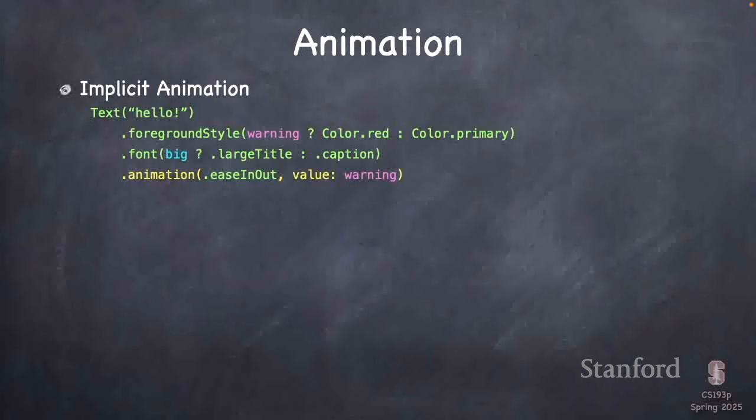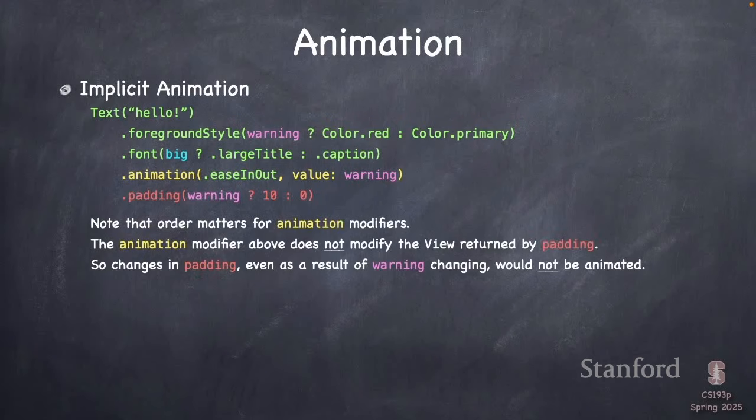All right, so let's take this one step further. This is the same code. I'm going to add another line here, which is dot padding. So now, when there's a warning, I'm going to make the thing be padded. That is not going to animate, because that animation is before it. So the padding view is not being animated. It doesn't even have a dot animation. It would need like a withAnimation somewhere to cause it to be animated. Even though the padding does depend on warning, it doesn't matter because it's after the animation, so it has no effect.